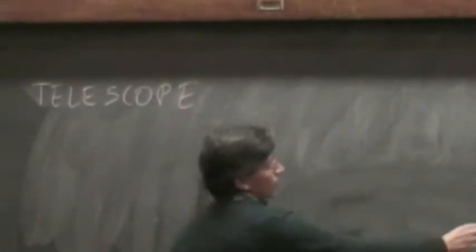So things are pretty similar with a telescope. What you want to do is produce an image whose angular size is bigger than the angular size of the object that you're looking at with your naked eyes. So faraway objects, say the moon over here.